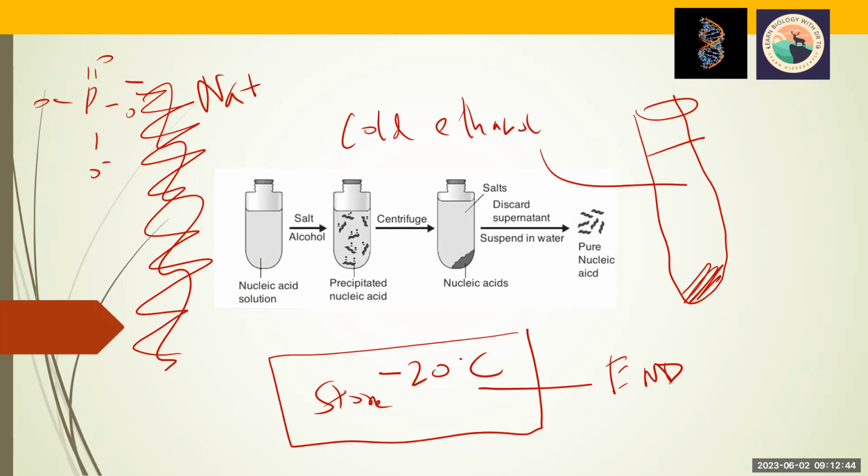Precipitation is done by cold alcohol or chloroform-like chemicals, because first we add the salt, sodium ion, to neutralize the charge of the DNA molecule, because DNA is negatively charged. Then there's no charge. When there's no charge, no polarity, we can use an alcohol-like solution to precipitate it because it's not soluble.